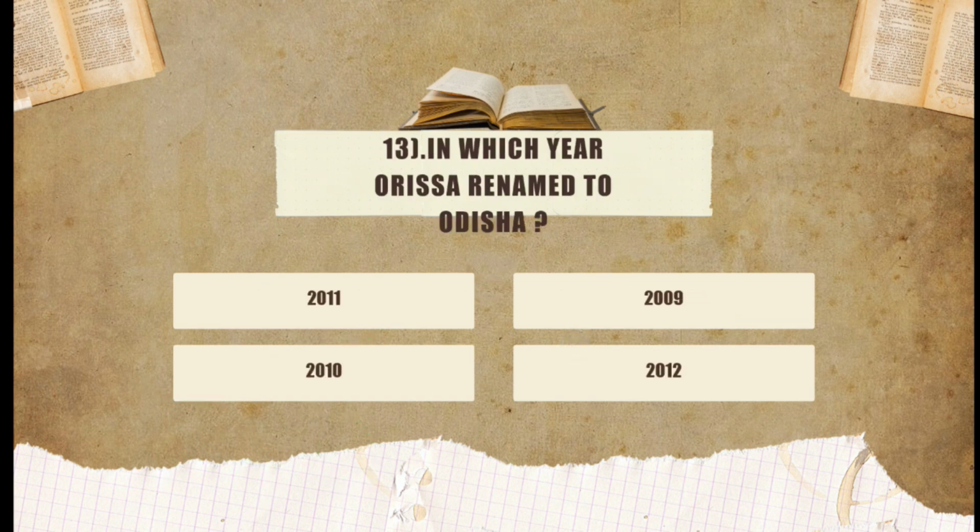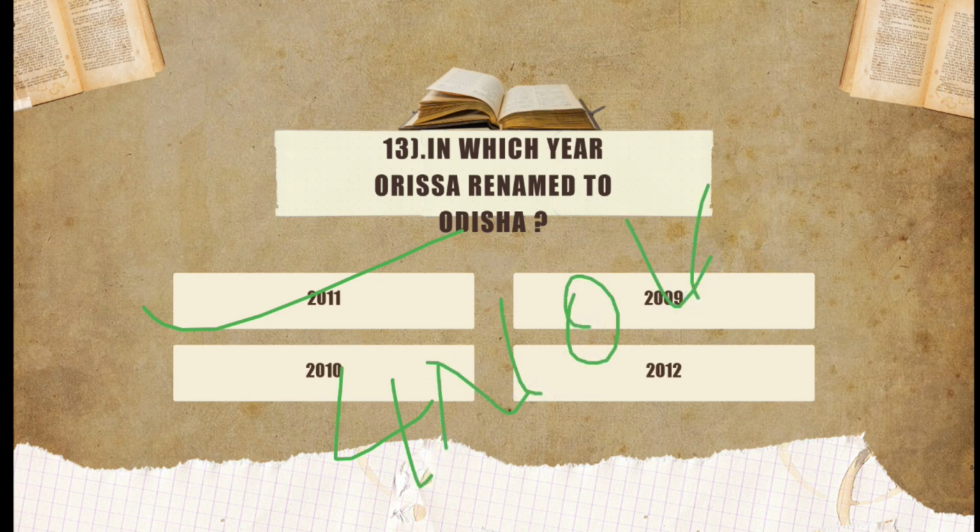Okay, next question, question number 13. In which year was Orissa renamed as Odisha? The options are: A, the year 2011; B, the year 2010; C, the year 2009; and D, the year 2012. In which year was Orissa renamed as Odisha? The correct answer for question number 13 is the year 2011, 4 November. On 4 November 2011, Orissa was renamed as Odisha.